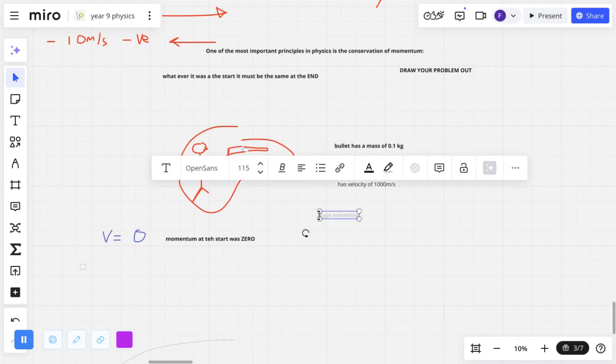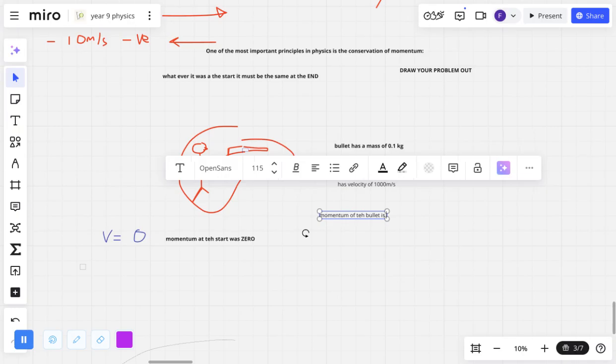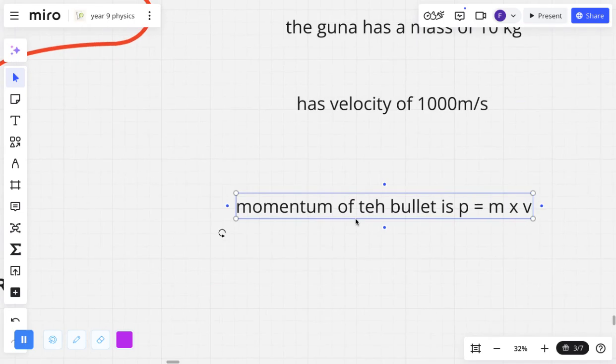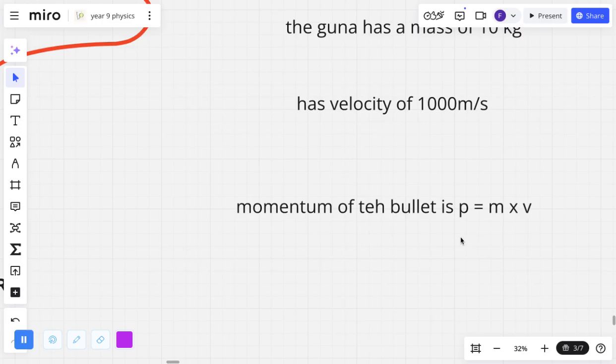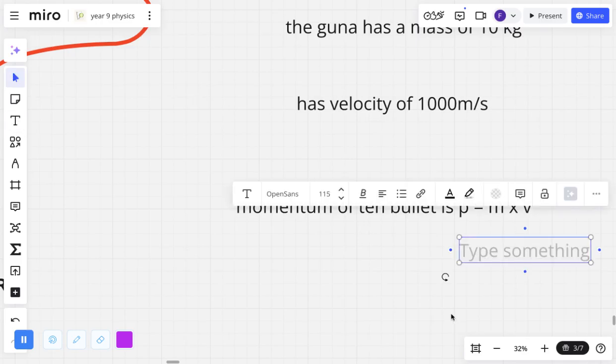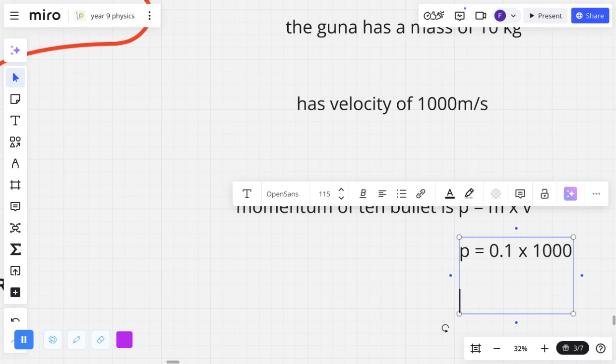All right, let's just move that across there. So the momentum of the bullet is momentum equals mass times velocity. Let's just zoom in. The mass is 0.1 kilograms times the velocity, which is 1,000 meters per second. So the momentum, P, of the bullet is 100 kilogram meters per second. Okay, we'll have a look at why it's that unit in a moment.